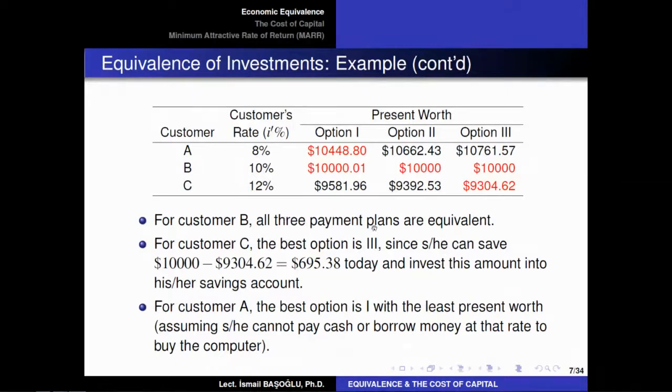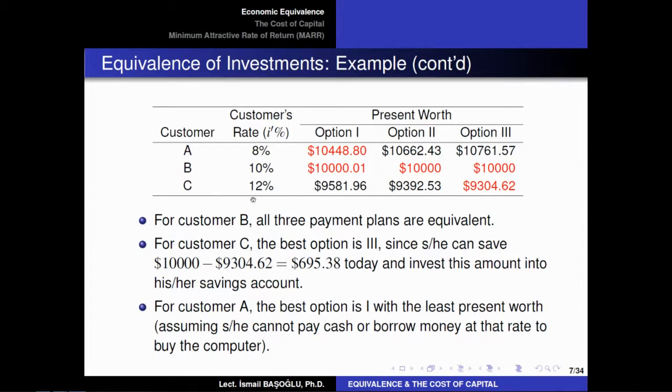For customer B, all three payment plans are equivalent, but for customer C, the best option is the third option. Why? Because in that case, the profit will be $695.38. How come? So let's just say customer C has a savings account in a bank that pays 12% interest. So your supplier applies you a 10% interest rate in each payment plan. However, as a customer, you have a savings account which pays a 12% interest compounding annually.